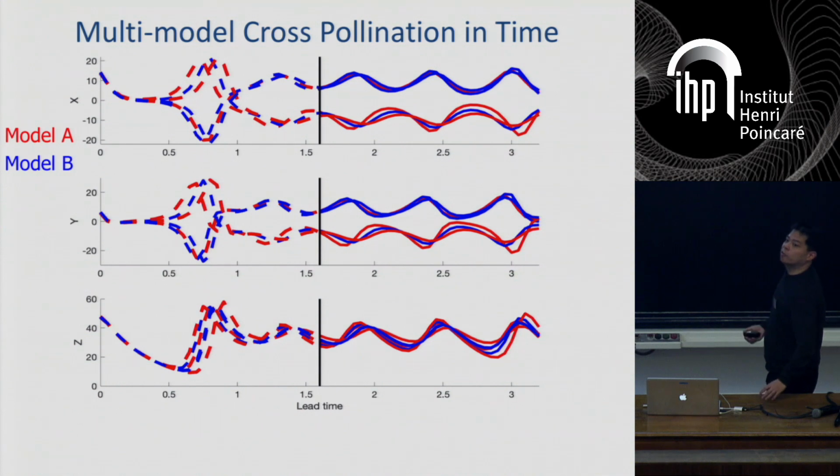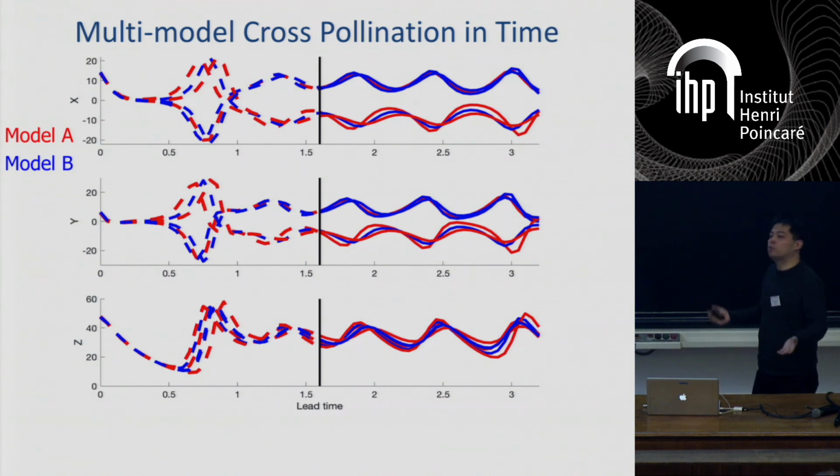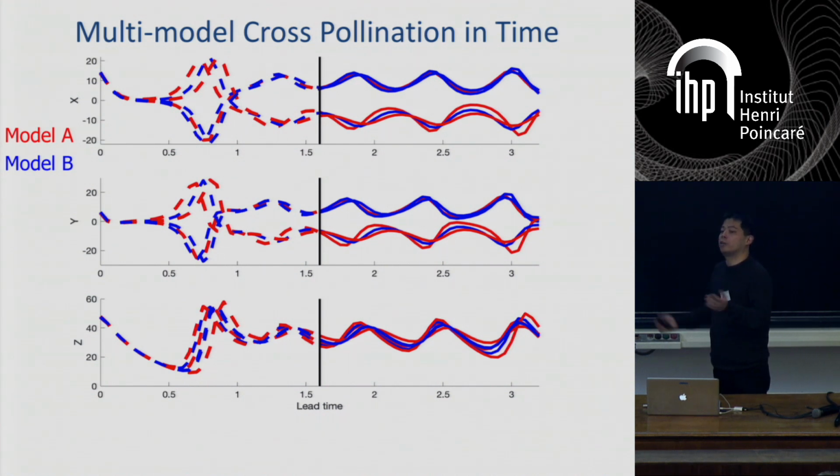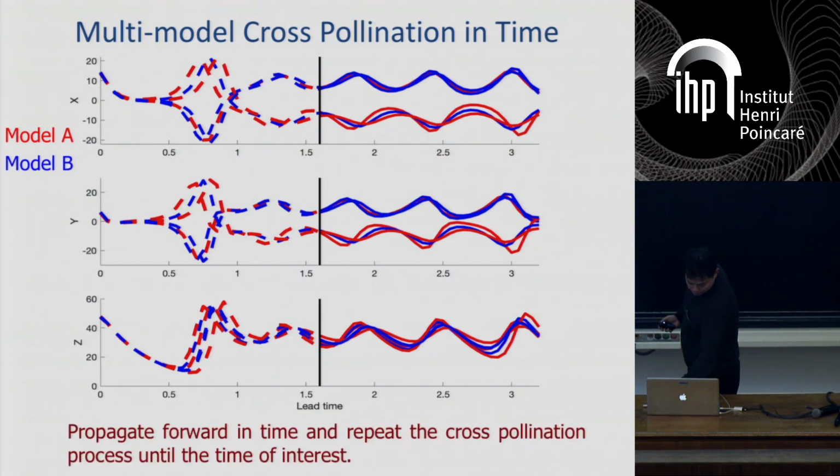So if we are interested in making a weather forecast for 5 days, we can do a cross-pollination for every 1 day. Every 1 day means that during that time, we actually provide communication between those models at every cross-pollination window. We can basically just do this repeatedly.